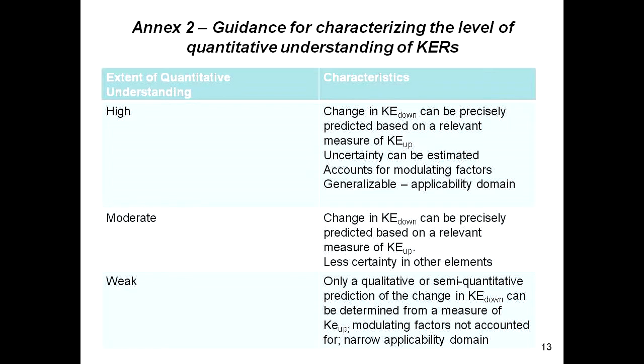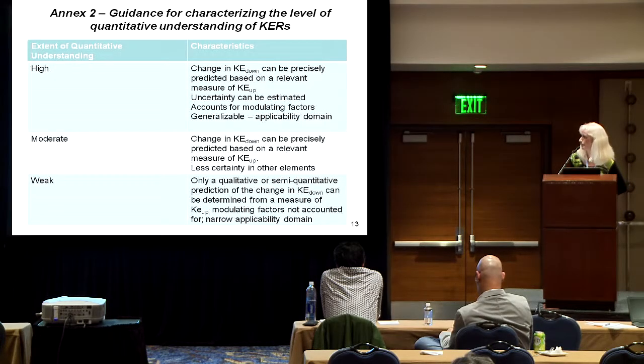So in terms of characterizing the level of quantitative understanding of the KERs, we're really looking at the extent of confidence we have in the ability to predict a change in the key event down from a relevant measure of the key event up, and where we have a pretty good idea of uncertainty. We've accounted for modulating factors, and the KER is generalizable in terms of the applicability domain, with the other considerations for moderate and weak being really variations in terms of the uncertainty, the modulating factors, and the applicability domain.